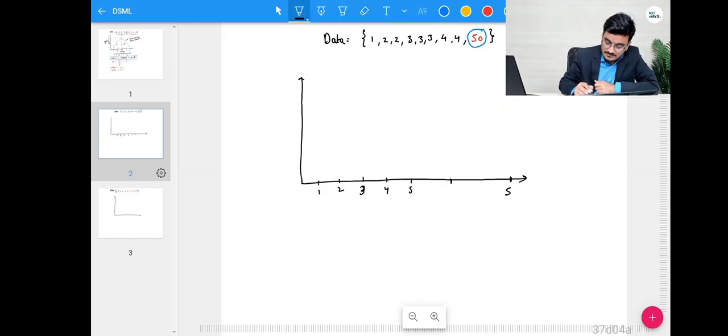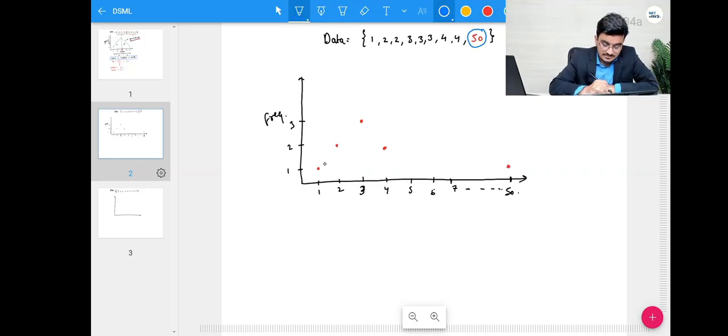Somewhere around here we have 50, right? Now, if I plot the frequency of these points, let's just quickly plot them as well. 1 is repeated once, so it will be 1. Here it's 1, 2, 3. So 1 is repeated once, I got 1 here. 2 is repeated twice, so here. 3 is repeated 3 times. 4 is repeated twice. And 50 is repeated once.